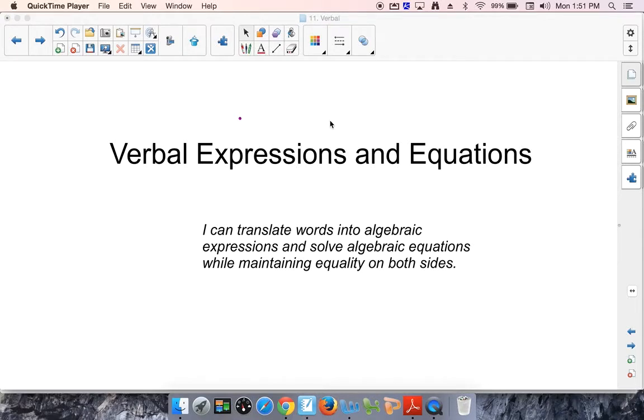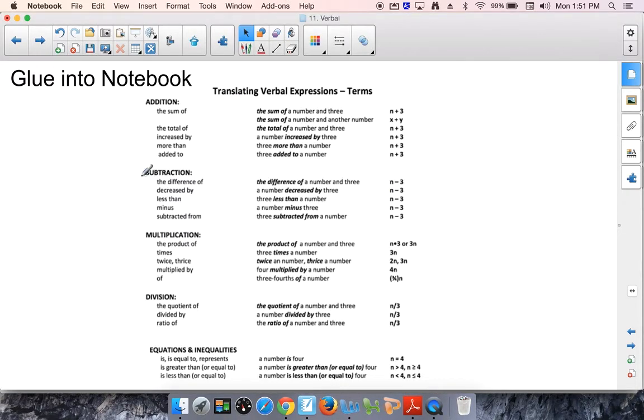Verbal expressions and equations. I can translate words into algebraic expressions and solve algebraic equations while maintaining equality on both sides. So we glued this in our notebook today, and we took some time reading through the words that could mean addition, words that mean subtraction, words that mean multiplication, and words that mean division. The one word I want you to circle on this paper is the word "is." Is our equals. So anytime you see the word "is," I want you to think of equals.